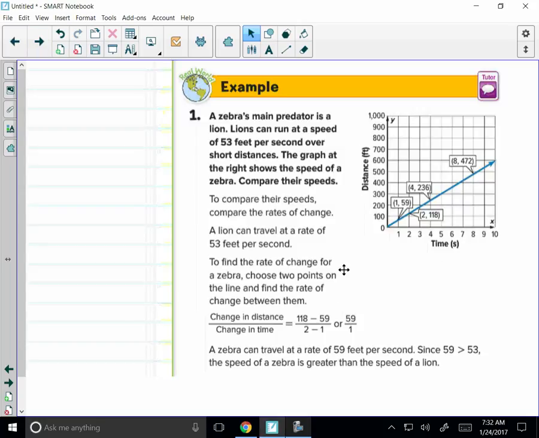Alright, so we're actually going to look at this first example. I'm just going to read through it. We're looking at different functions and how to represent them. A zebra's main predator is a lion. Lions can run at a speed of 53 feet per second over short distances. The graph at the right shows the speed of the zebra.